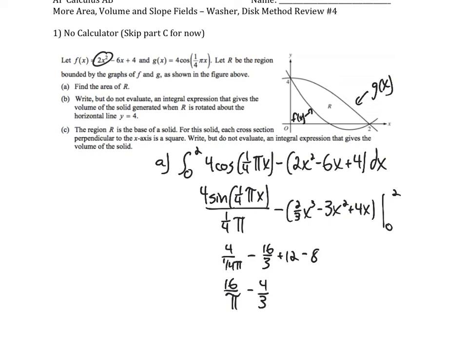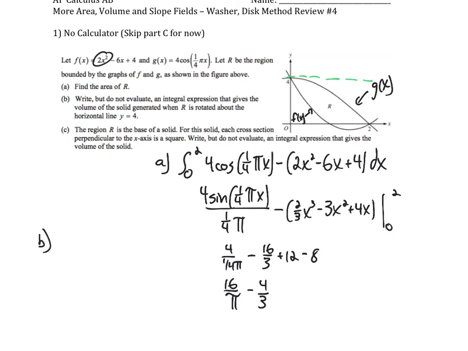Okay, for part B, it says write but do not evaluate an integral expression that gives the volume of the solid generated when R is rotated about the horizontal line y equals 4. So I'm just going to draw on the line y equals 4. There's the line y equals 4 right there. I'm rotating R around that. This to me is clearly a donut problem. Okay, it's a donut problem.